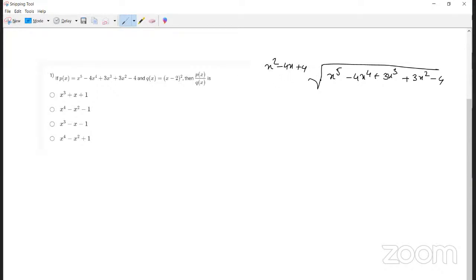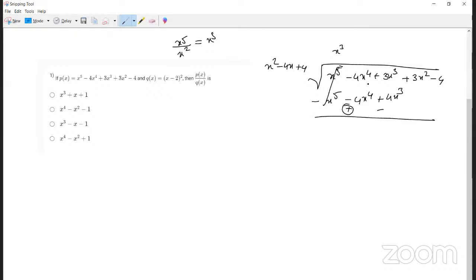Yes, sir. Now what we have to do: first we take the first term of this polynomial and divide it by the first term of the divisor. So x to the power 5 upon x square, that is x to the power 3. Now we multiply this x to the power 3 with this divisor. So what we will get: x to the power 5 minus 4x to the power 4 plus 4x cube. We have to subtract that, right? So this is minus, this is plus, and this is minus.